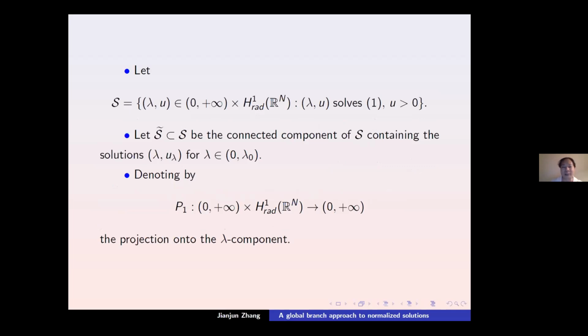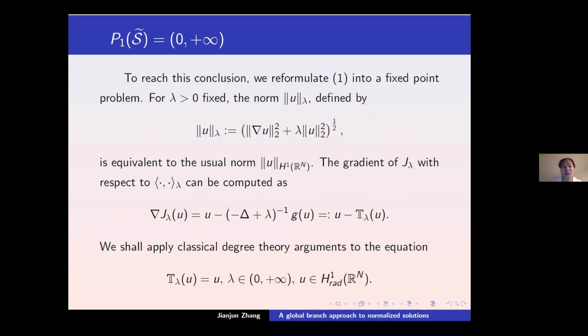To show that, we will use some topological degree argument. Actually, we consider the following operator, the gradient of G_lambda, and we can use the classical degree theory for this operator. So any fixed point of this operator is just a solution of the original problem.